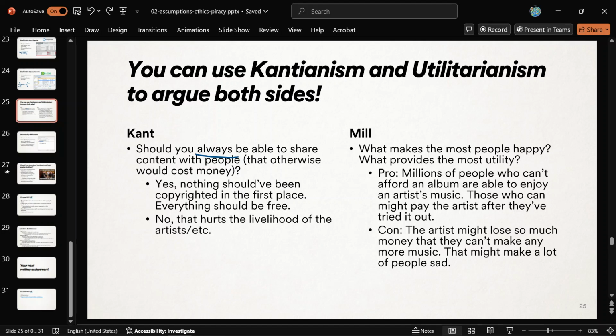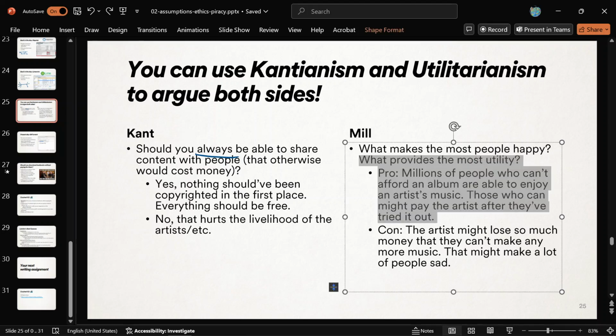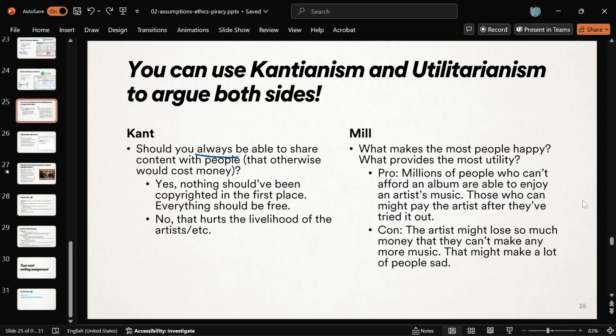Okay. And then also there's the argument that some people just want to download something to see if they like it. And then they'll give the artist lots of money and go to their concerts if they liked that song. Now they know after they stole it. So that's an argument in favor of stealing using utilitarianism.